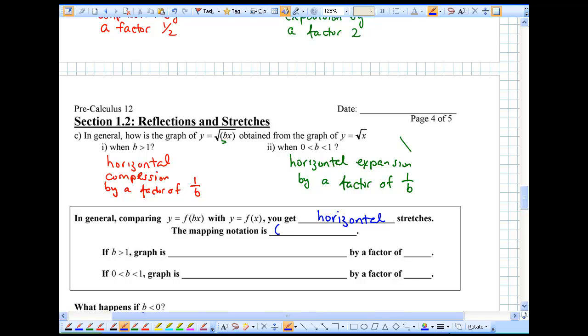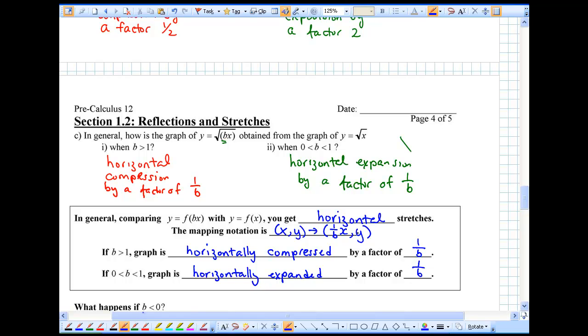And the mapping notation here is I'm changing the x value, but notice I'm changing it by a factor of 1 over b. So (1/b x, y). So you're taking the x value and multiplying by 1 over b. And if b is greater than 1, we found out that the graph is horizontally compressed by a factor of 1 over b. And if b is between 0 and 1, it is horizontally expanded by a factor, once again, of 1 over b.